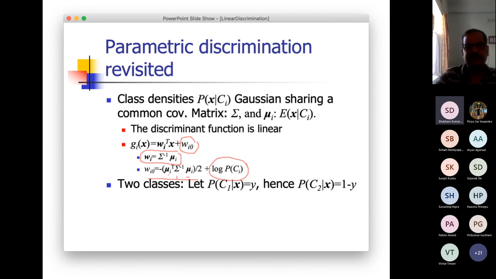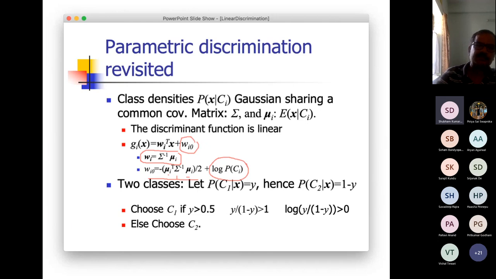And naturally, if y is greater than 1 minus y, then according to the Bayesian inference rule, we will assign x to C1. So we can choose C1 if y is greater than 0.5. It is fair enough, because if y is greater than 0.5, then 1 minus y must be less than y. Or we can write y by 1 minus y is greater than 1. All are equivalent. Or we can write log of y by 1 minus y is greater than 0, because if I apply the log operation, it should be greater than 0. So you see that in various ways this criterion can be put.